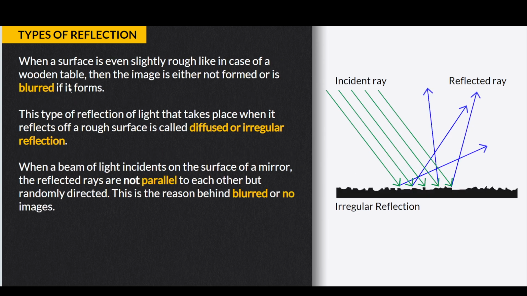But if the surface is even slightly rough, like a wooden table, the image is either not formed or it is very blurred. Why? Because the incident rays are parallel, you can see, but the reflected rays are not parallel to each other, they go in random directions, right? You can see these blue ones, these are reflected rays. This type of reflection is called irregular reflection, and this is the reason behind a blurred or no image, for example on the surface of a wooden table.